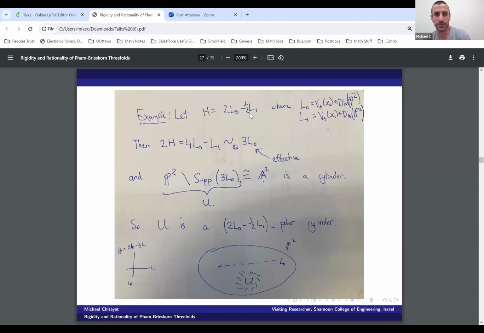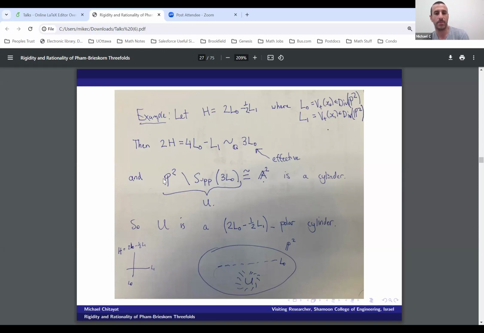And so basically I'm taking two distinct lines and I let H be 2 times one line minus 1/2 times some other line. Then 2H is equal to 4L0 minus L1. And this is actually linearly equivalent to 3 times L0. And this divisor here is effective, which is what we were trying to achieve. And if we look at P2 minus the support of our effective divisor, we find that this is isomorphic to an affine plane.